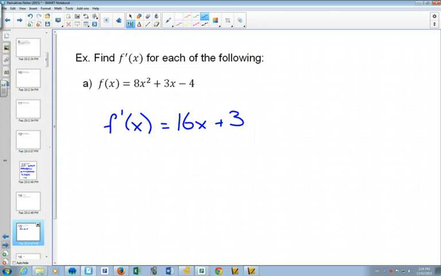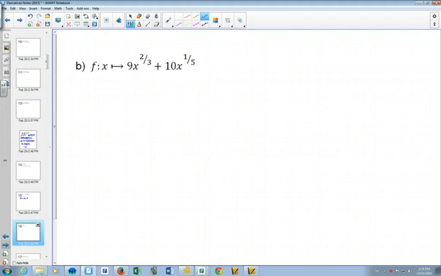Part B, fractions. Again, I'll give you a little head start. Different notation here. This is a new notation; it means the same thing as f of x equals. The way that this notation would be read is you have a function that takes every x and changes it to this, which is basically what function notation is. You plug in an x value, what do you get?